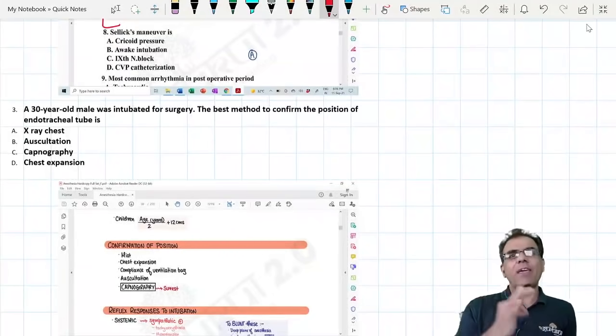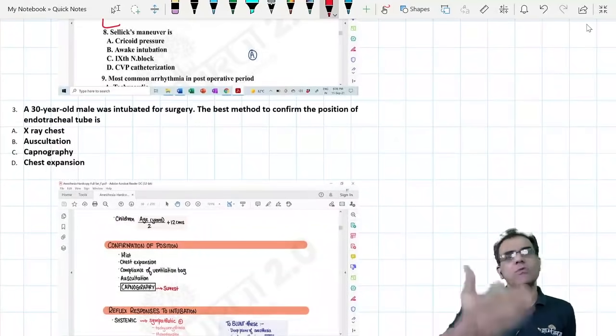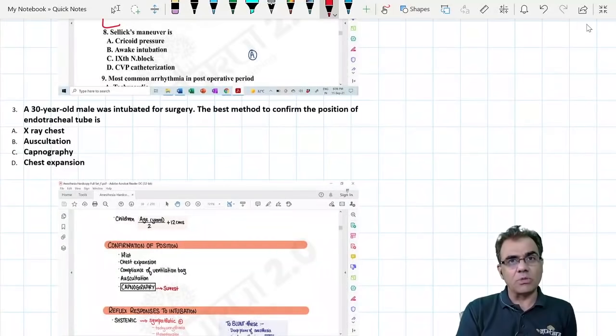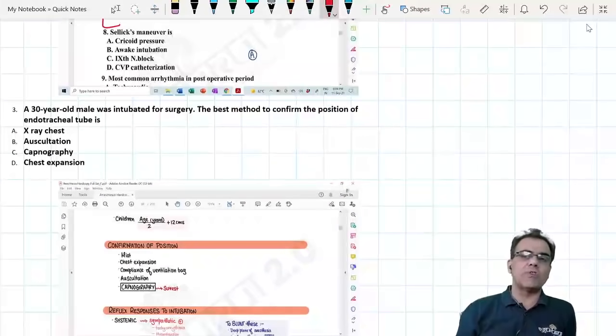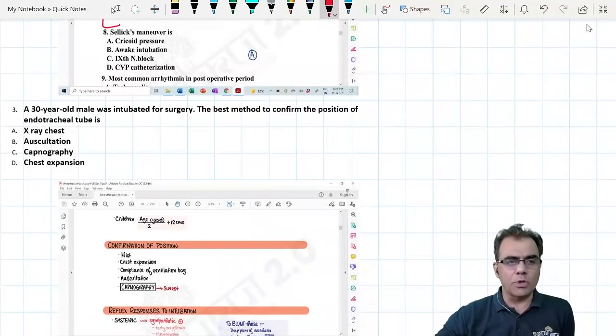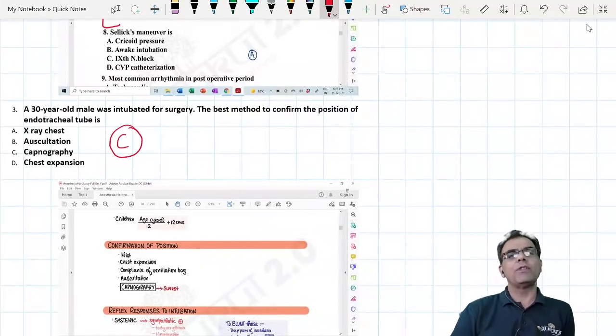But everything can misguide you. Even auscultation can misguide you. Sometimes your tube may be in the esophagus and you are hearing conducted sounds which you can misinterpret as breath sounds. Therefore, the surest confirmation of intubation is only and only possible with capnography. Again, one of the easiest questions related to capnography.